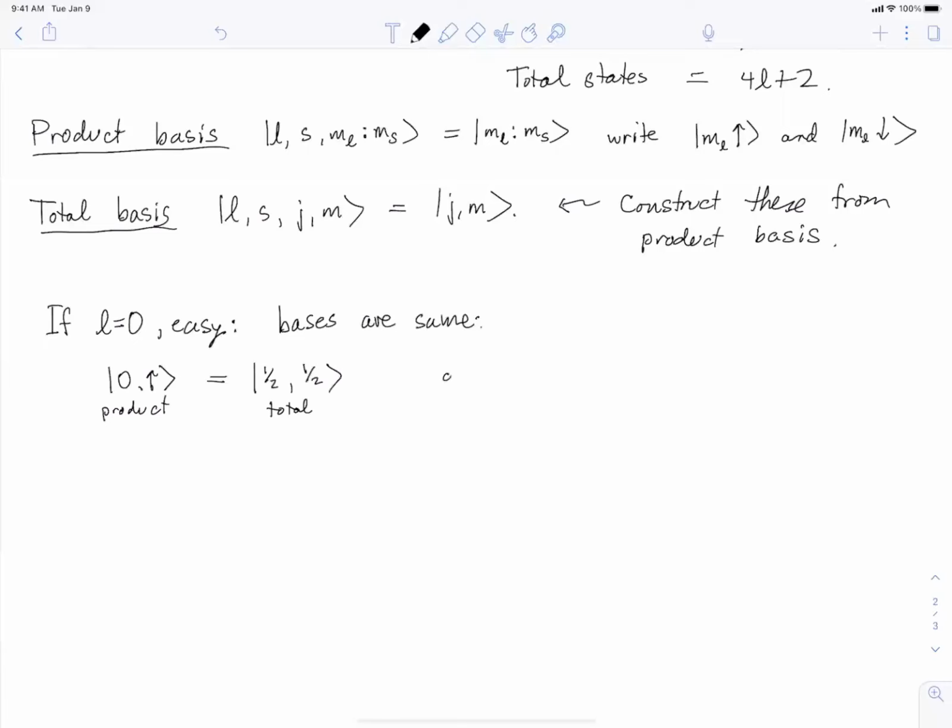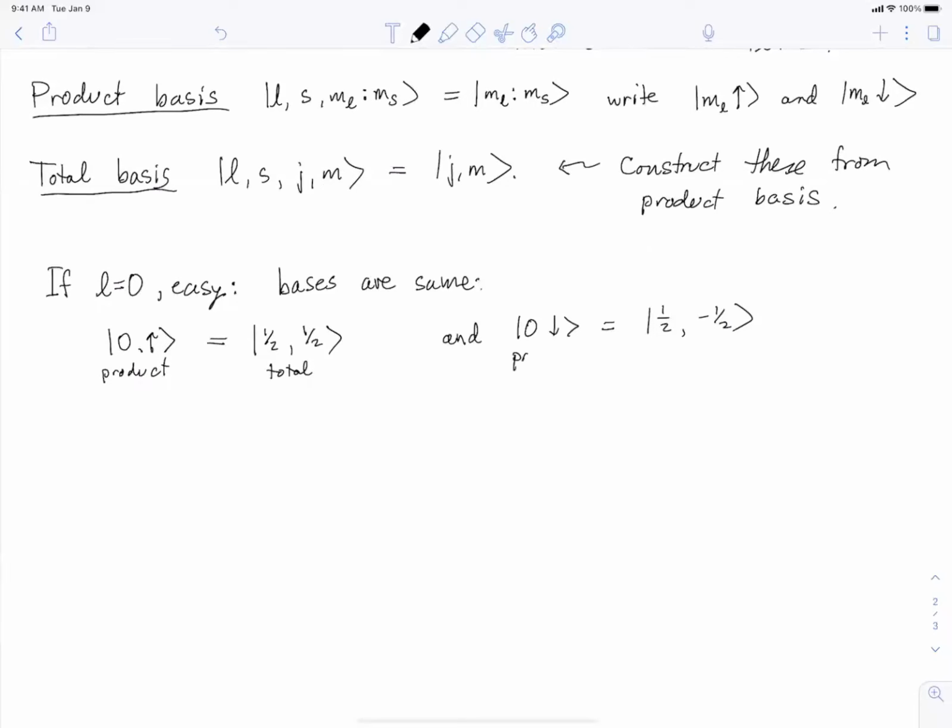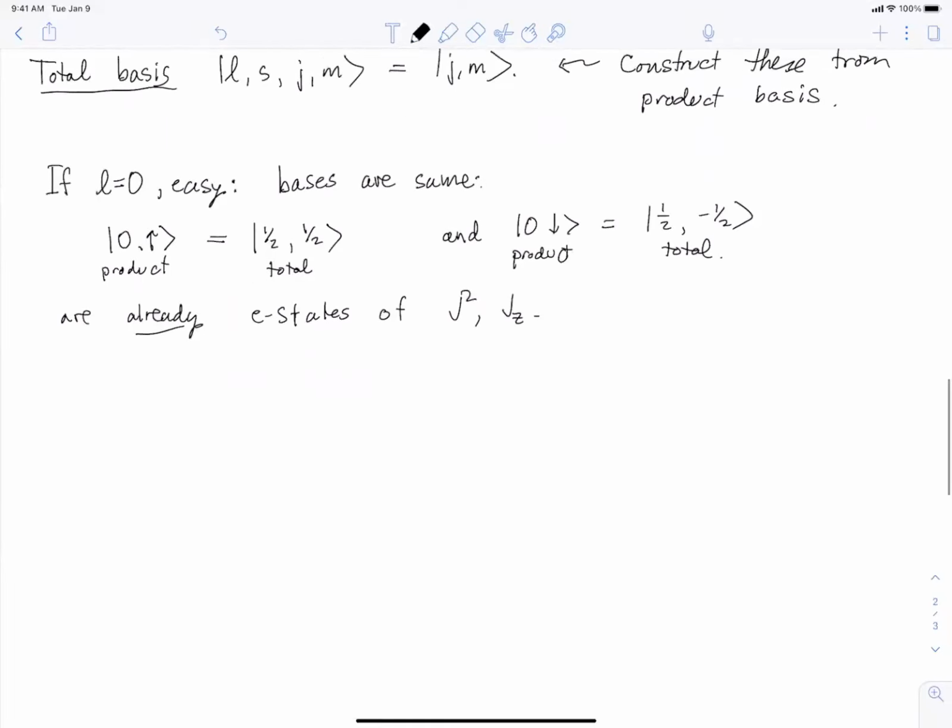And then the only other state that exists is 0, down arrow, which has total angular momentum 1/2 and projection along the z direction minus 1/2. So again, this is the product and the total. And so anything that's a basis element of one is a basis element of another. These are already eigenstates of J squared and J sub z. So that was too easy.